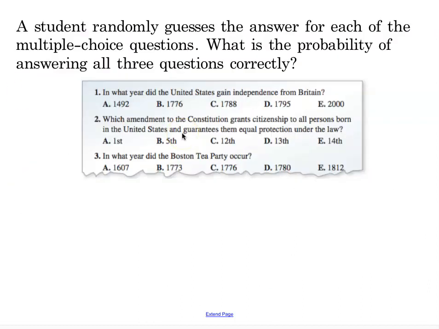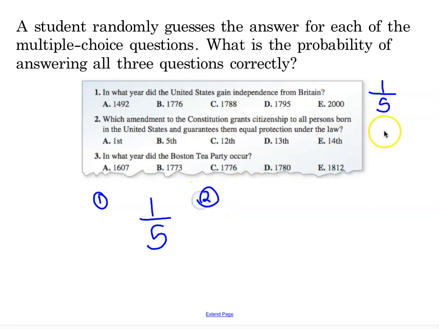So the last example I want to do for today is a student randomly guesses the answer for each of the multiple choice questions. What is the probability of answering all 3 questions correctly? So in this case, they are all independent because the guess on the first question has nothing to do with the second. So if you look at the first question, I have a 1 in 5 chance of getting it correct because I have letter choices A through E. So there are 5 choices. I stand a 1 in 5 chance of getting it correct for question 1.